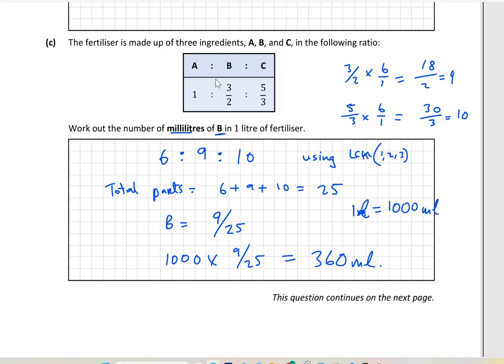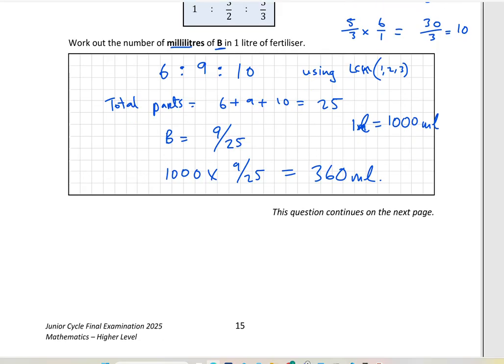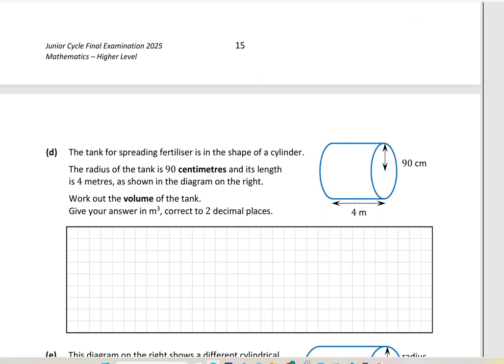All I did here was simplify to get rid of the fractions, and then multiply by 9 over 25 parts by 1,000 milliliters to give me the milliliters answer there. So that was that. Next one.